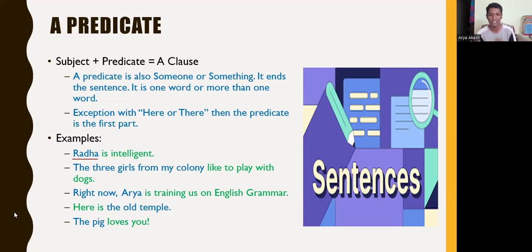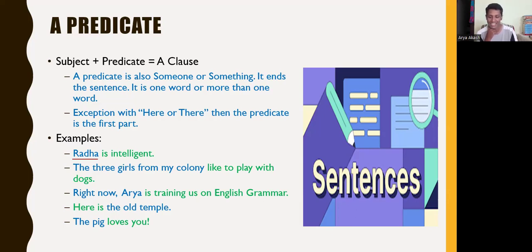So Radha is subject, is intelligent is predicate. Both together joined is a sentence. A sentence is a clause. Same way. Three girls from my colony like to play with dogs. So like to play with dogs is the predicate. Same way. Right now, Arya is training us on English. So Arya is subject, is training us on English grammar is the predicate.